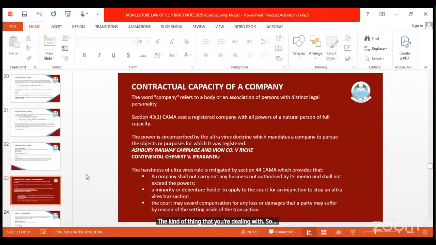So I was saying that if you go to section 43, subsection 1 of the Act, it clearly reads that every company shall, for the furtherance of its object or purpose, have all the powers.